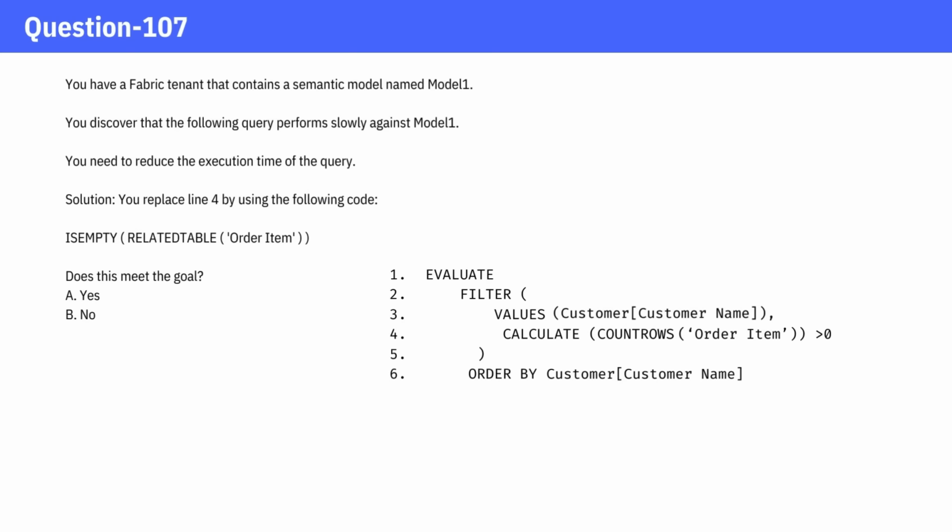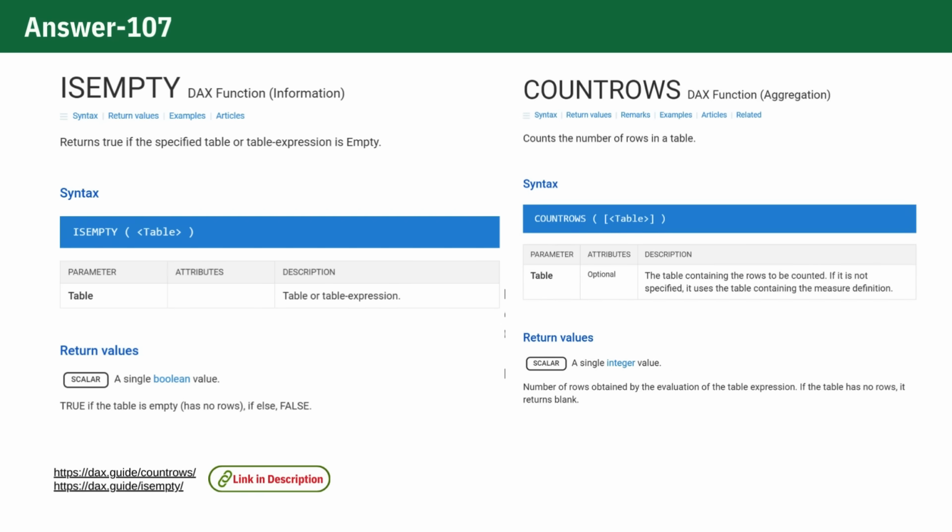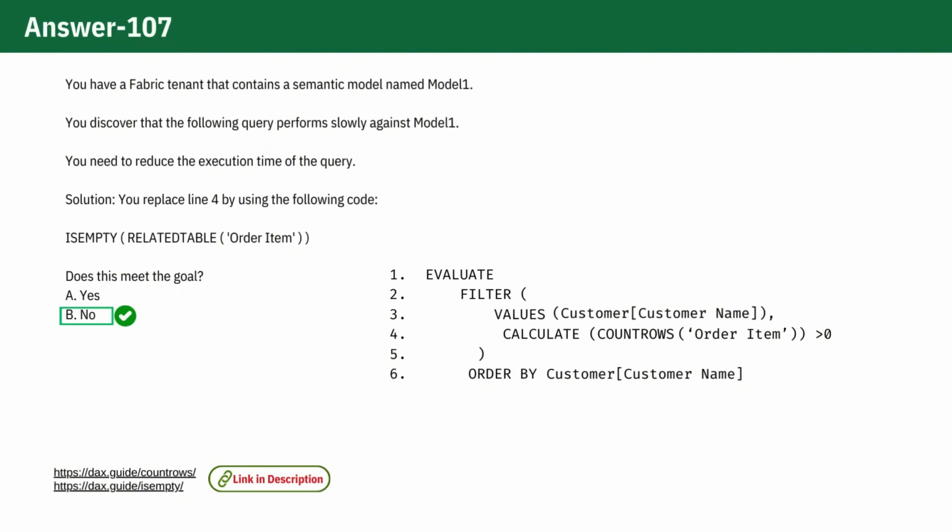The correct answer is no. The replacement with ISEMPTY(RELATEDTABLE('Order Item')) does not significantly reduce execution time. Both approaches perform similar operations, and using ISEMPTY doesn't inherently optimize performance in this context. Therefore, the solution does not meet the goal of reducing the query's execution time.